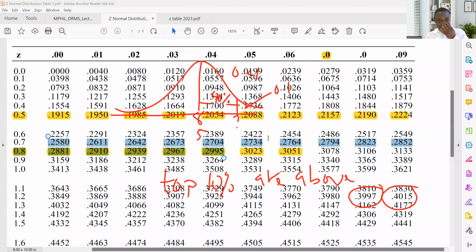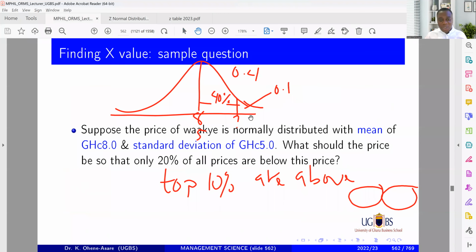If you check the graph, are we on the right or on the left? It's on the right. So since it's on the right, are we making it negative or positive? It's positive, exactly. Now you rewrite your whole equation: 1.28, positive, equals x minus the mean, which is 8, over the standard deviation, which is 5. Then you find your value of x. It will by all means be greater than the 8, which means that you are right.